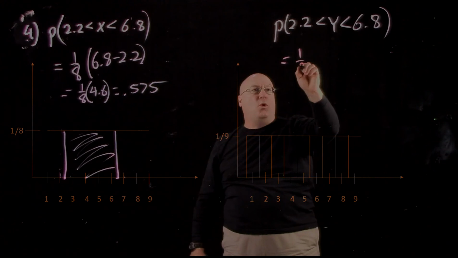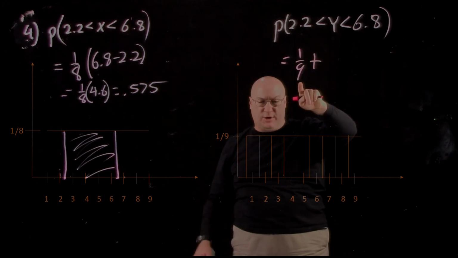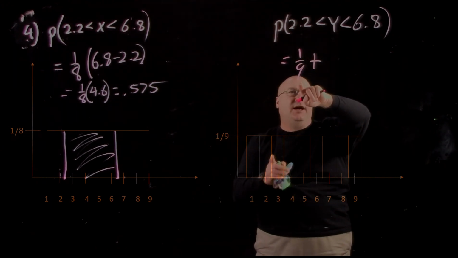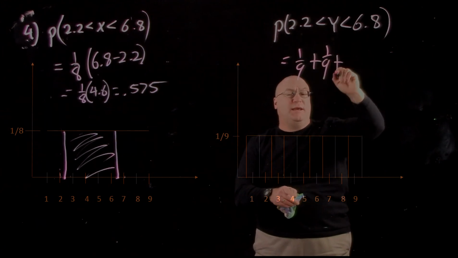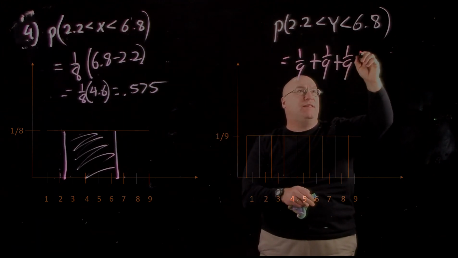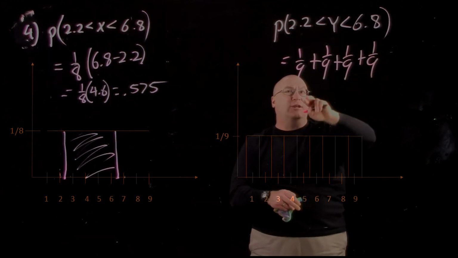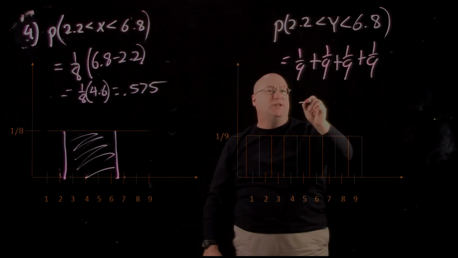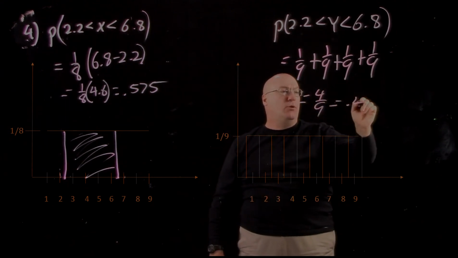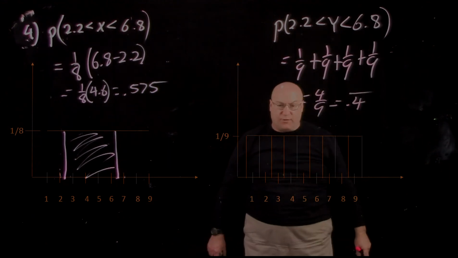So I get 1/9 for y being 3, 1/9 for 4, 1/9 for 5, and 1/9 for 6. Right? 3, 4, 5, and 6. So again I get 4/9, which is 0.4444 forever.